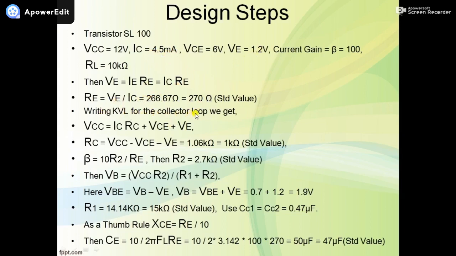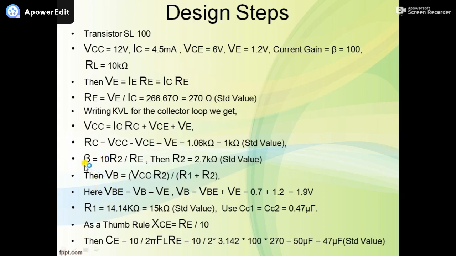Next, apply KVL for the collector loop. So we get one equation: VCC is equal to IC RC plus VCE plus VE. From this equation, separate the RC parameter: RC is equal to VCC minus VCE minus VE, divided by IC. After putting all these values in this equation, we get a 1 kilo ohm standard resistor value. Now we have calculated RC and RE. Next, our aim is to calculate R1 and R2.